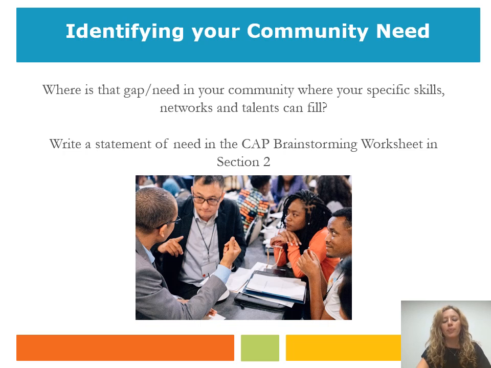Let's take an example. So for example, let's say that you're passionate about access to computers. You really feel that all individuals should have access to information through having computers that they can easily access and log online and browse information on. But your community already has a robust library system, and most individuals actually already have access to personal computers. Therefore, there's no actual need in your community for computer access. In this case, you'll want to dig deeper to find out what the real need is.